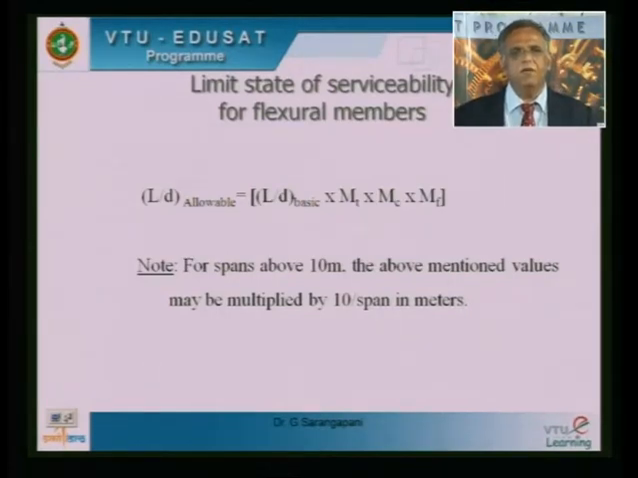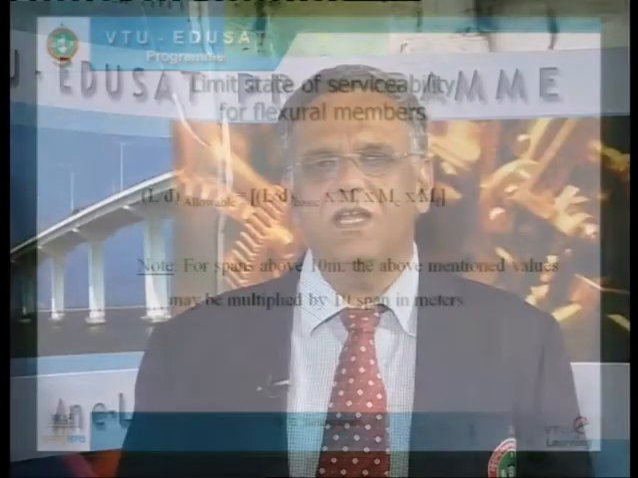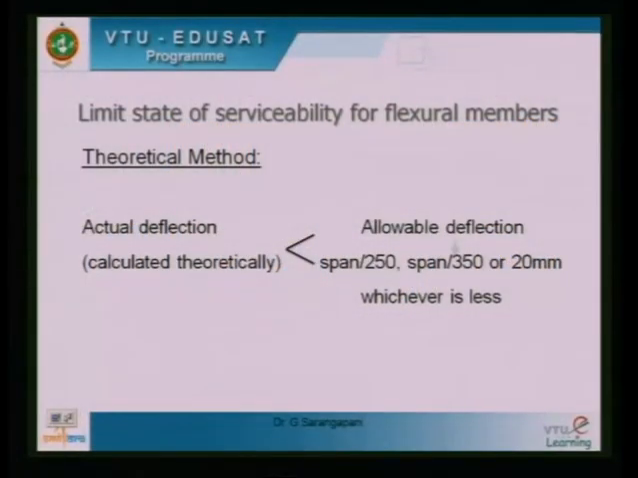And whenever the beams have spans more than 10 meters, further this has to be multiplied by 10 by span to arrive at the value of the allowable L by D. These values of MT, MC, MF are picked up from the graphs given in IS 456, Figures 4, 5 and 6. So this was our discussion in the last two classes. Till this point I had discussed.